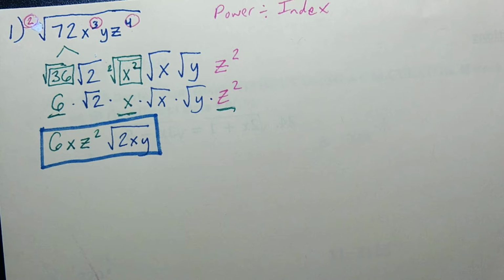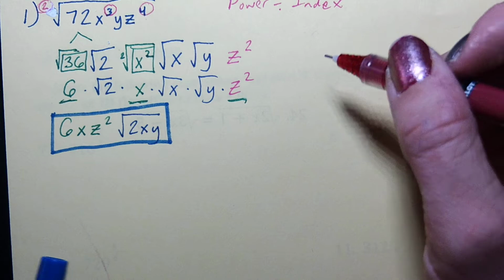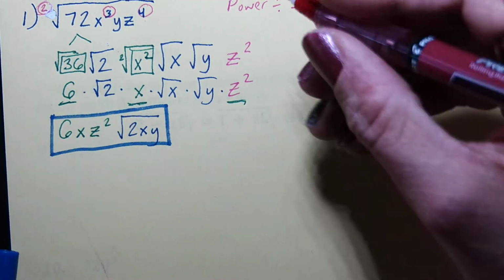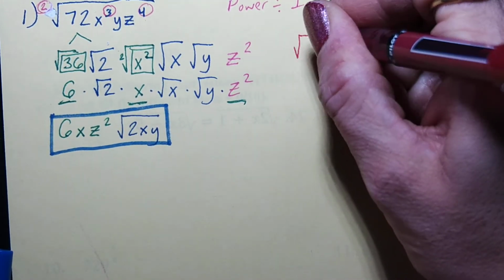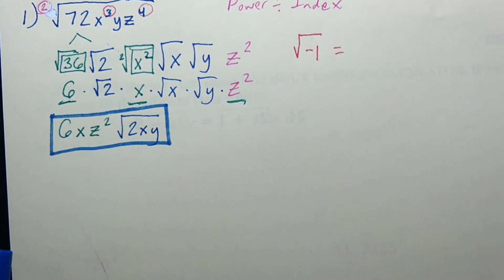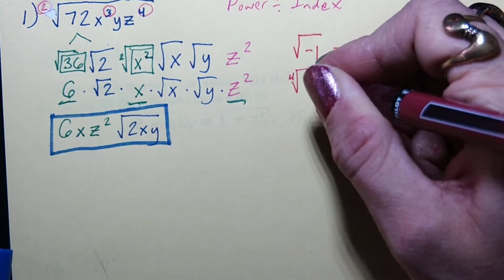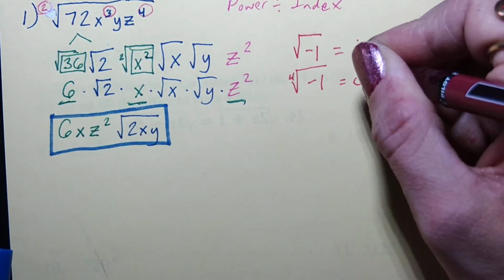Before we do the next problem, I want to talk about something with negatives. If I have the square root of -1, what is that equal to? What's the square root of a negative? Going all the way back to the quadratic formula and all that fun stuff. It's i. The fourth root of a negative would also be i.